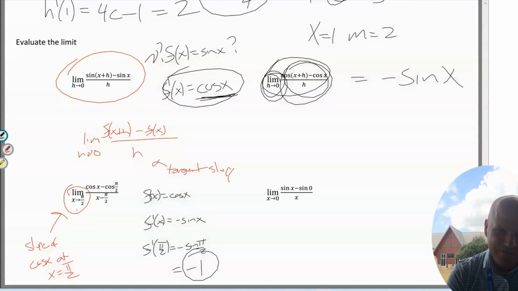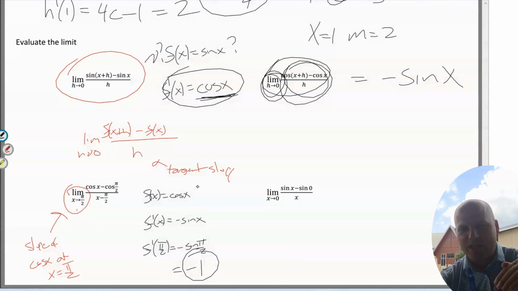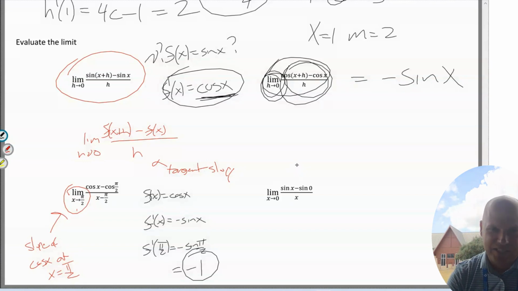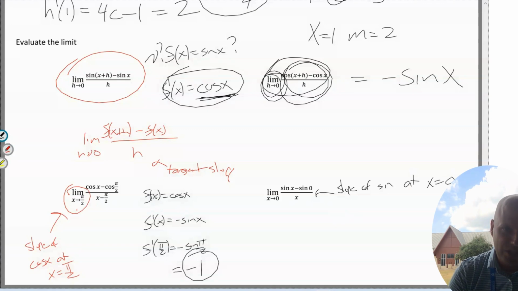This is a great question. You think this is, what is the slope of sine? But x is approaching 0. This is actually, what is the slope of sine at x equals 0? So I like to translate this to slope of sine at x equals 0. Slope of sine is cosine. Cosine x at 0 is 1. The answer to that question is 1.